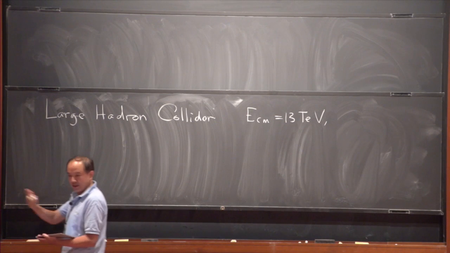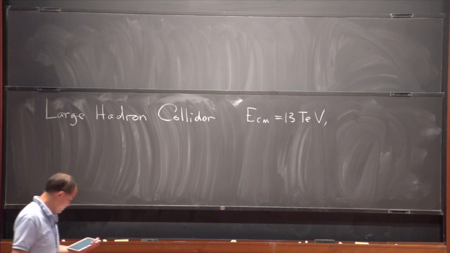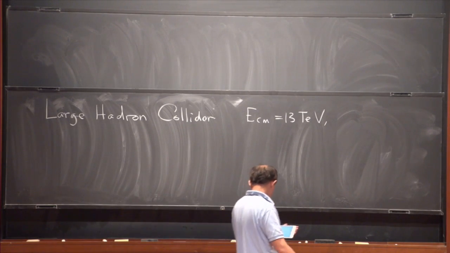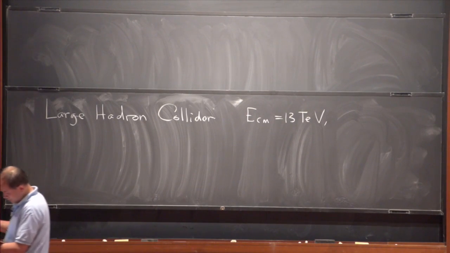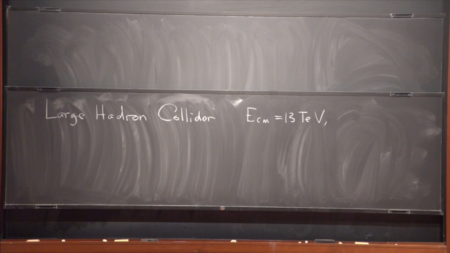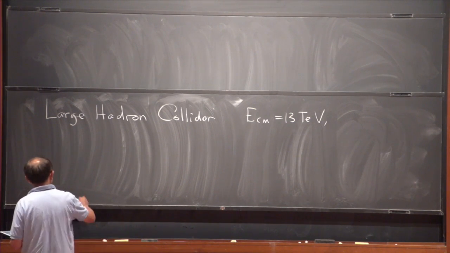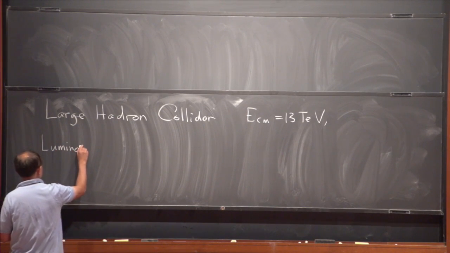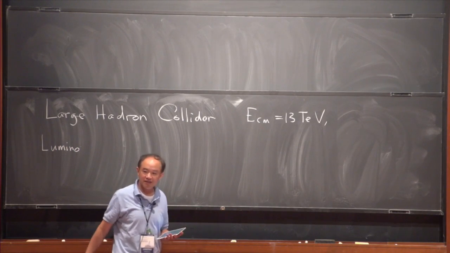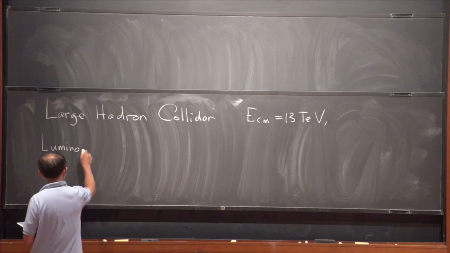There are lots of things we can talk about regarding the machines, and I'm not a machine physicist, so I'm not going to focus on that too much. Let me focus on just a couple of things that will be useful for us to know. In addition to the center of mass energy, the next thing you want to know about the collider is its luminosity.